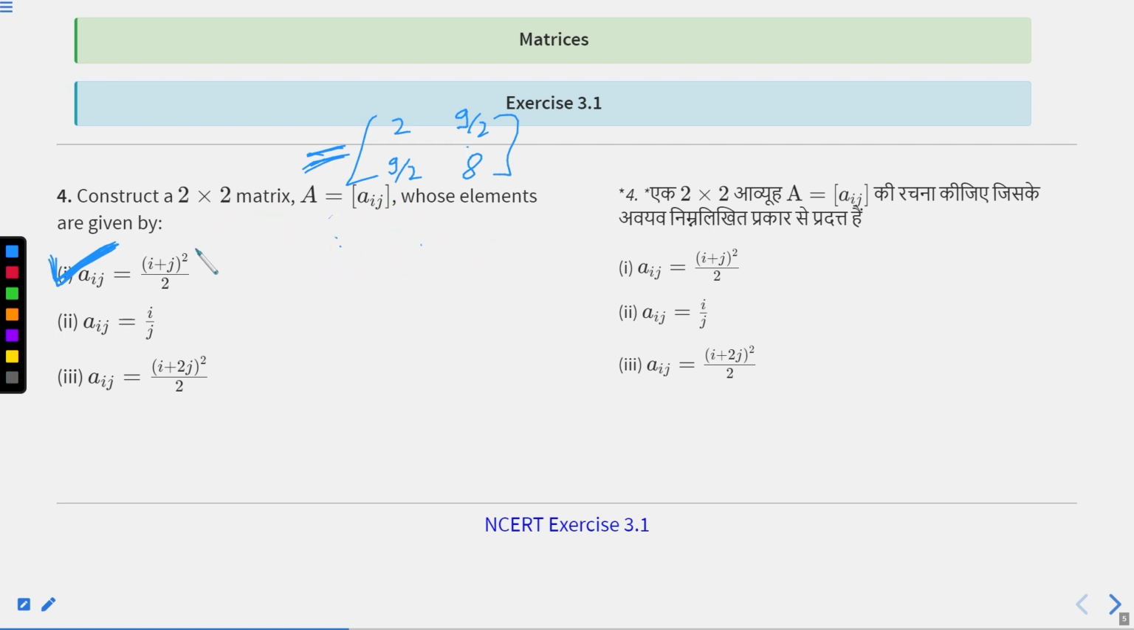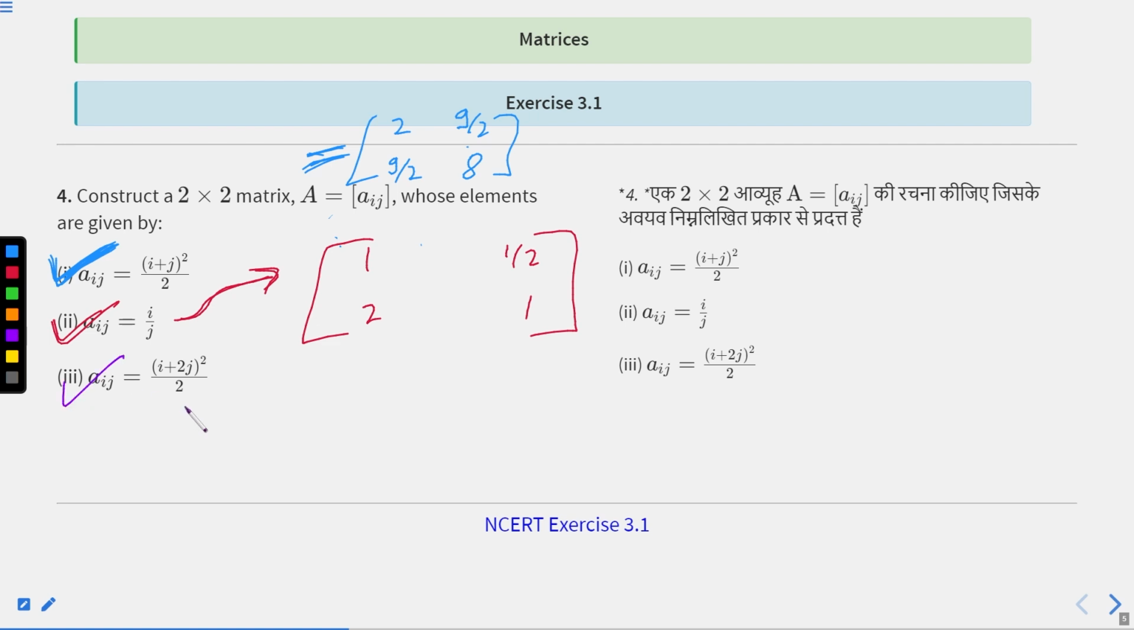Okay, so now for the second part, Aij is equal to i divided by j. Okay, let me do it here. So your A11 position, your A12, A21, A22. Okay, so A11 will be 1 divided by 1. This means 1. Okay, A12, 1 divided by 2 means half. 2, 1 means 2 divided by 1 means 2. 2, 2 means 2 divided by 2 means 1. So your matrix will be like this.